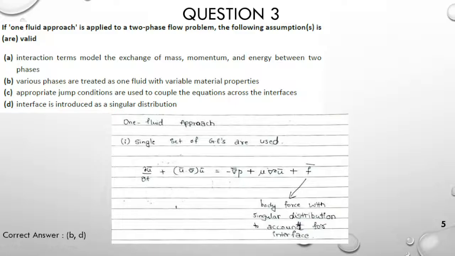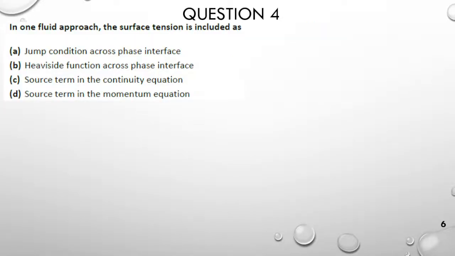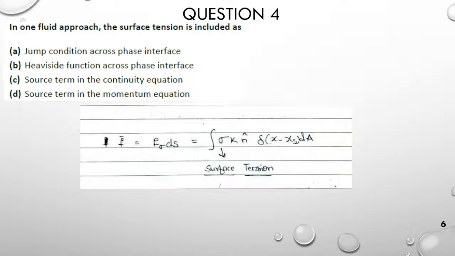So B and D, both of the options should be correct for this question. The continuation of this question is question number 4, wherein in the one fluid approach the surface tension is included. As I told earlier, this F bar term, which is added as a source term, incorporates the continuity in the surface tension. So that is why option number D should be correct.